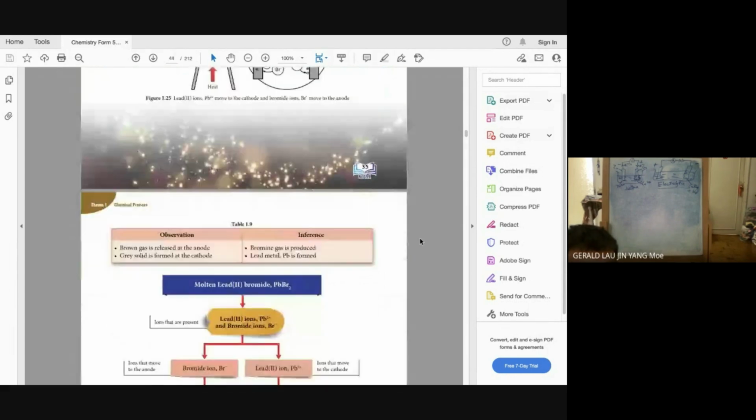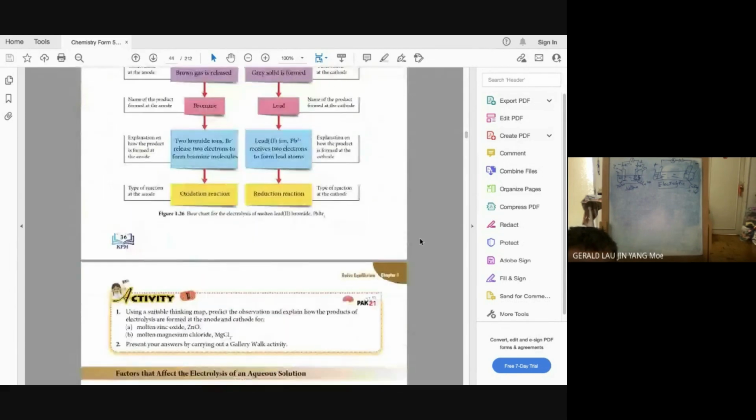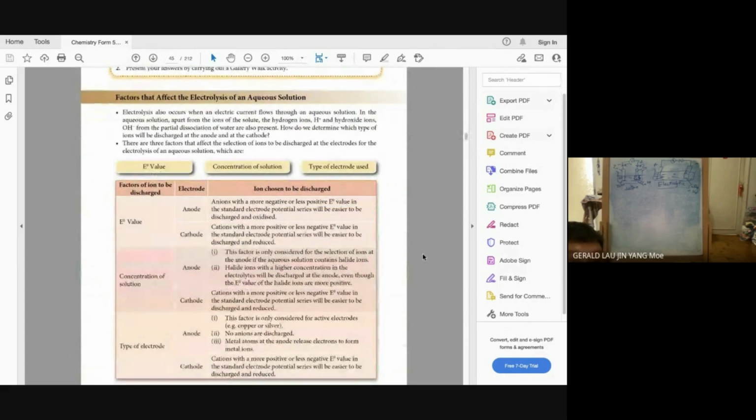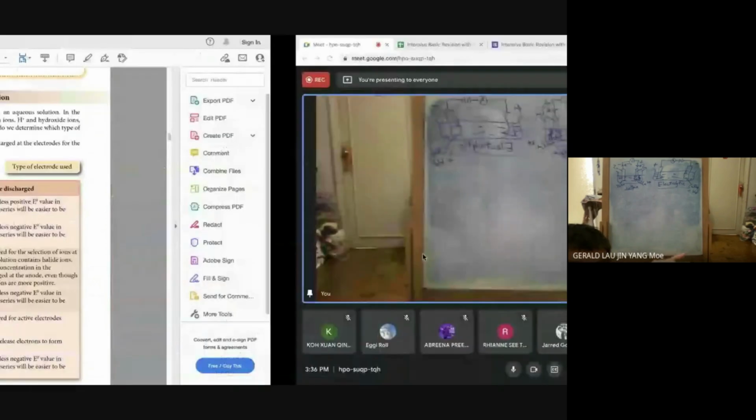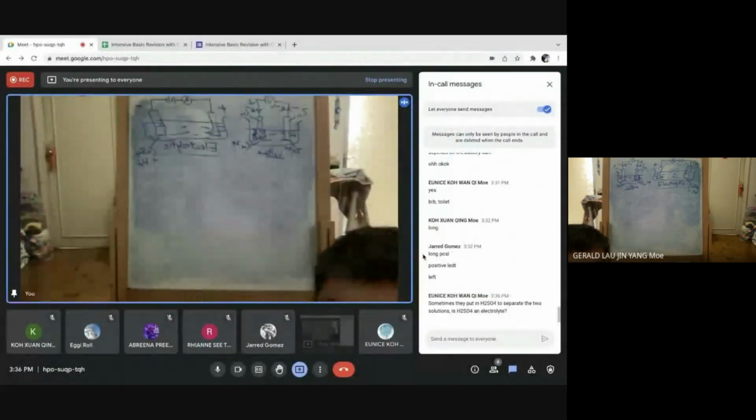Okay, let's look at electrolysis, the factors. H2SO4, the separate solution is H2SO4 and electrolyte. You remember the YouTube video we saw just now, the arm X, arm Y in the first subtopic? Yeah, that one is the electrolyte.